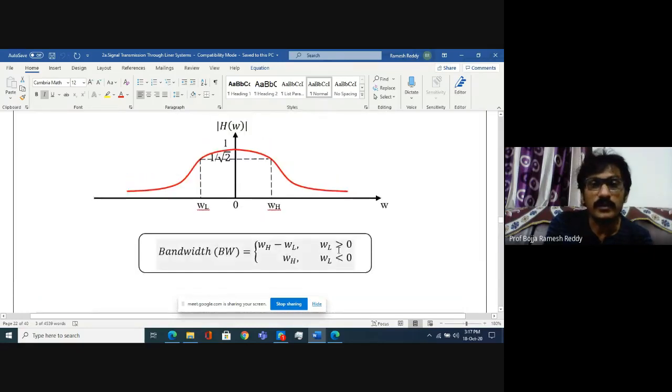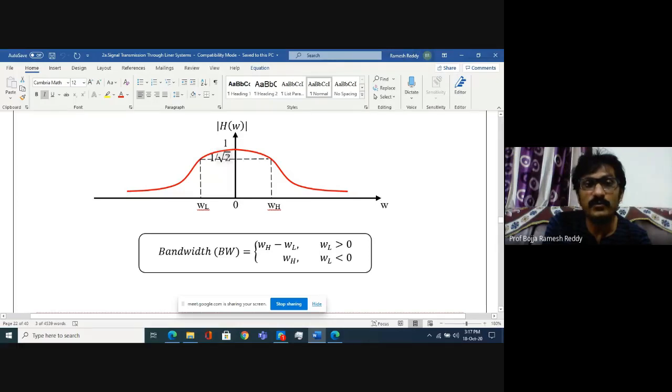Now, how to calculate it? See, at omega equal to omega H, very clear. If omega is equal to omega H, the system gain, the magnitude response, is how much?